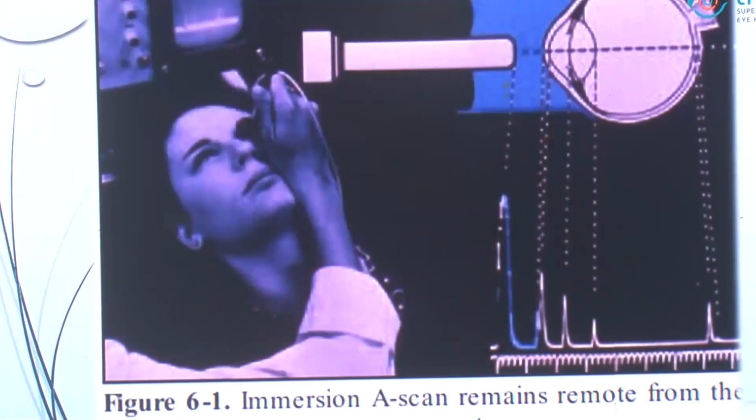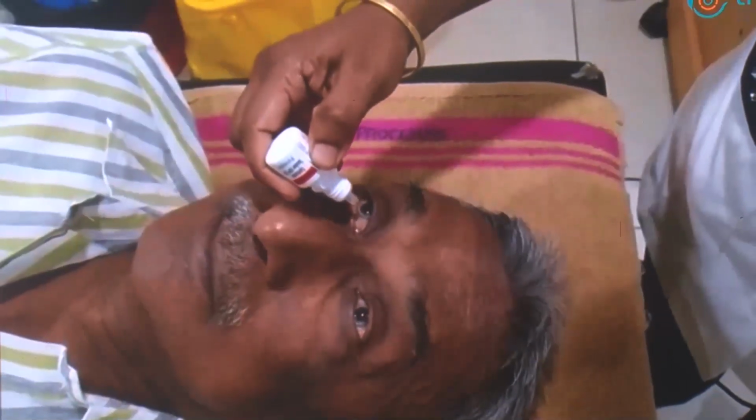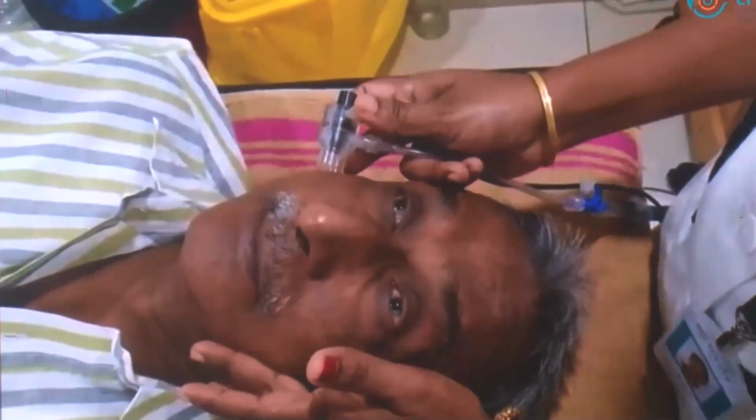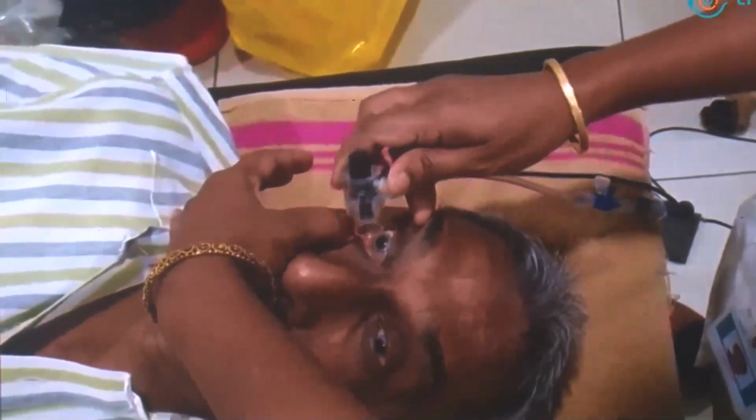So, coming to immersion. The patient is placed supine in a reclining chair, local anesthetic is instilled, a scleral shell is applied, and then you fill it with fluid. Avoid air bubbles because that will change the speed of the sound. These are different types of shell. And now coming to the video. Again, make the head position proper and ask the patient to look at the ceiling or give a proprioceptive stimulus to them, and then apply the shell to the eye. Fill it with the fluid.